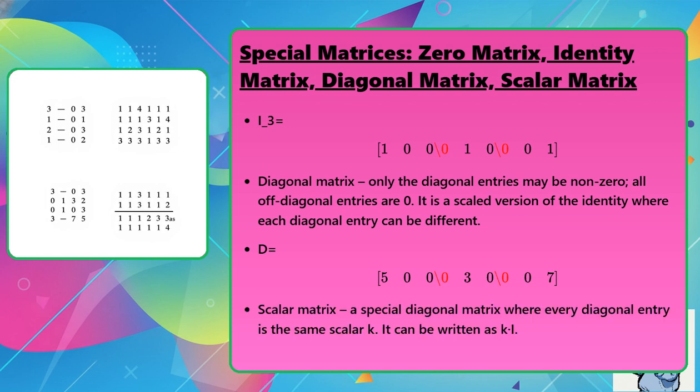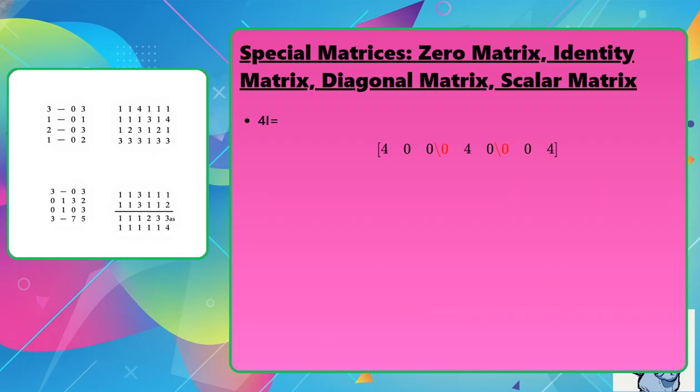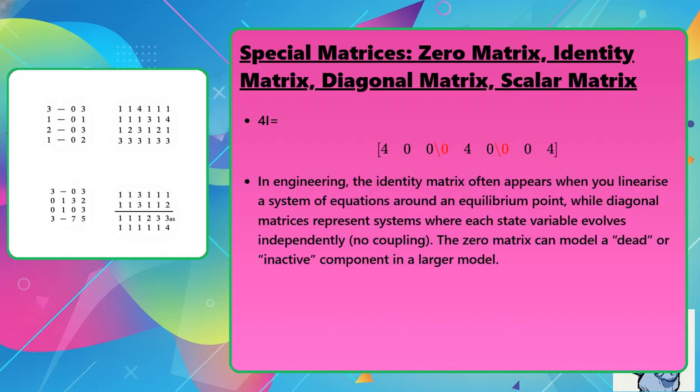Scalar matrix: a special diagonal matrix where every diagonal entry is the same scalar k. It can be written as k times I. 4 times identity is a 3 by 3 matrix with 4 on the diagonal and zeros elsewhere. In engineering, the identity matrix often appears when you linearize a system of equations around an equilibrium point, while diagonal matrices represent systems where each state variable evolves independently, no coupling. The zero matrix can model a dead or inactive component in a larger model.